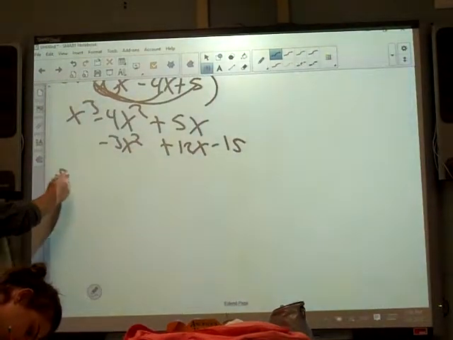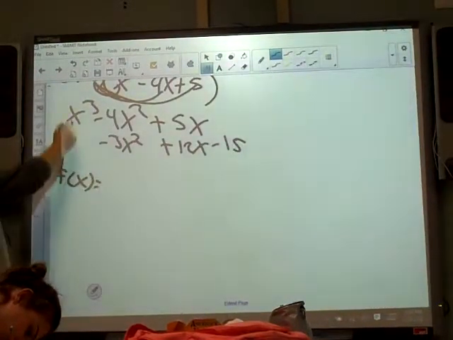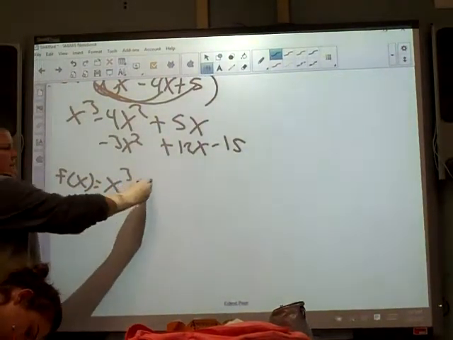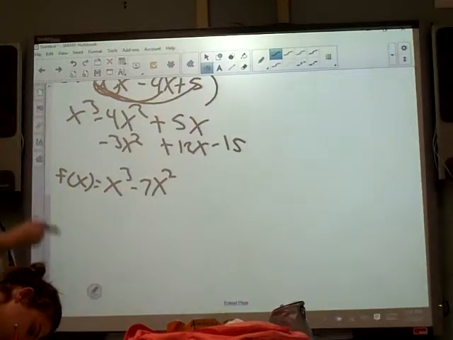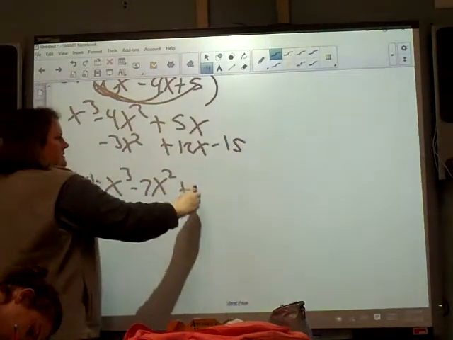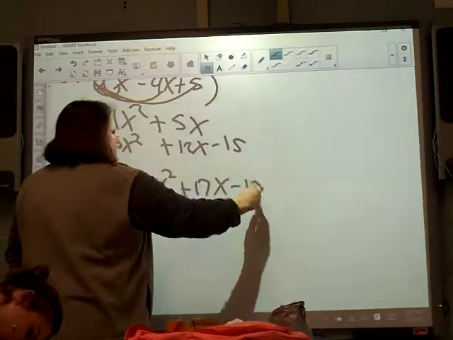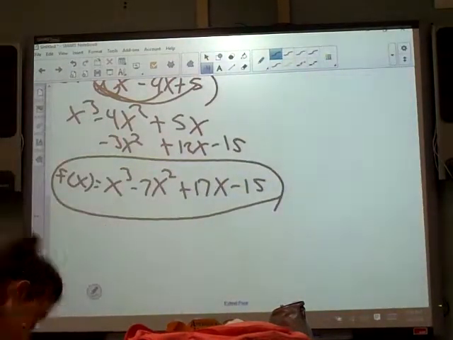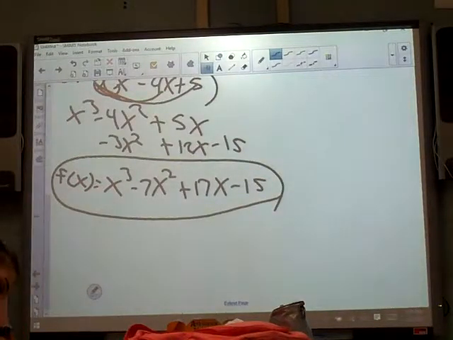Alright, so we're writing a function, so I'll throw some good notation now. x cubed, negative 4x squared minus 3x squared is negative 7x squared. 5x and 12x, minus 15. Holy Toledo. That's a long time.